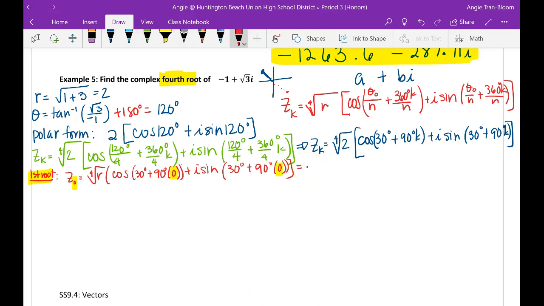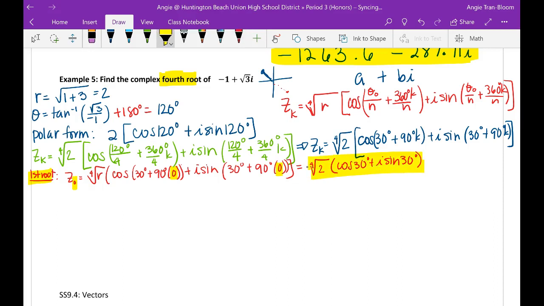So 0 times anything is 0. This one, my first root, I will get the fourth root of 2, cosine of 30 degrees plus i sine of 30 degrees. And we're going to leave it just like that. That is your first root, all done. Why did I cross it out? I meant to highlight that. There you go.